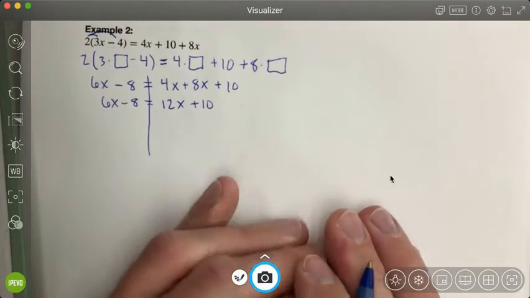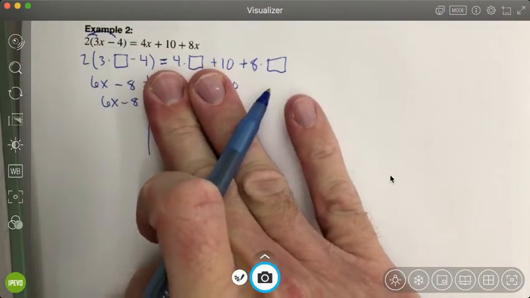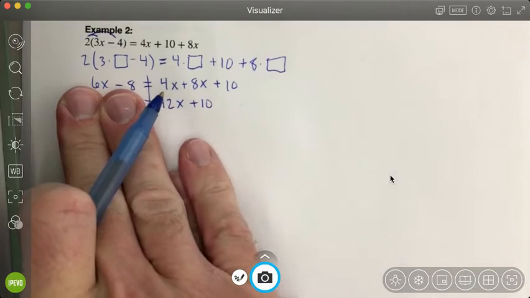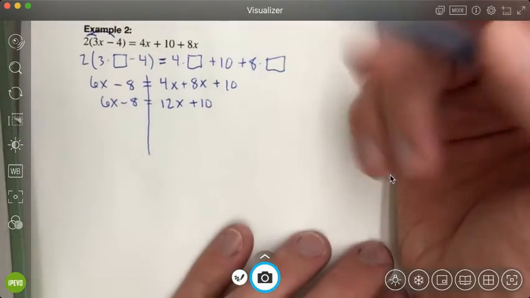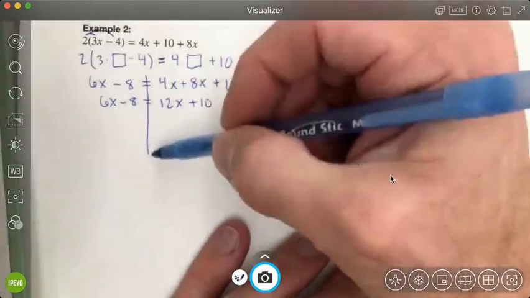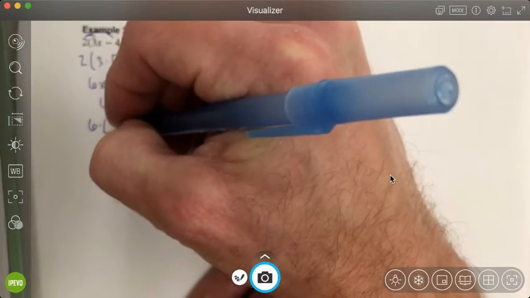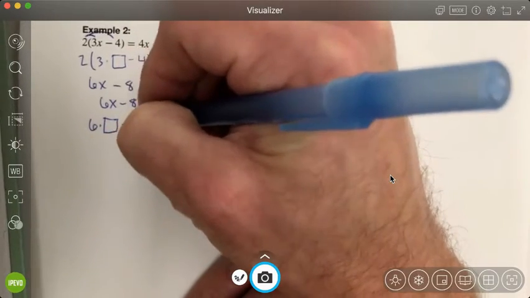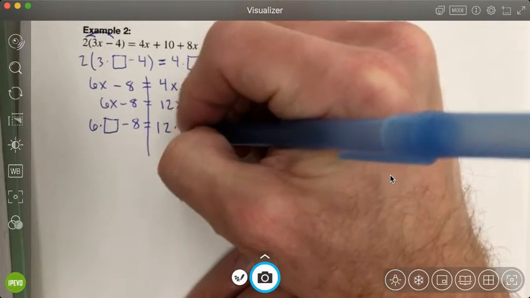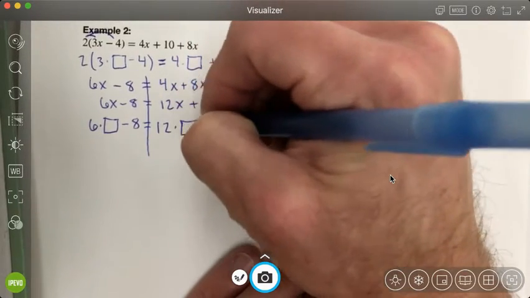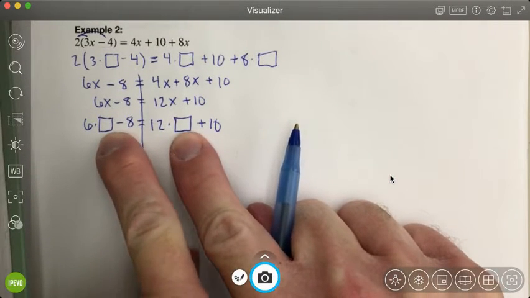All right. This side is as simplified as it's going to get. This side's also as simplified as it's going to get, because I can't simplify across the equal sign. They're separated by my barrier. All right, so now the question is, what has to go in for x? And remember, it has to be the same number on both sides.